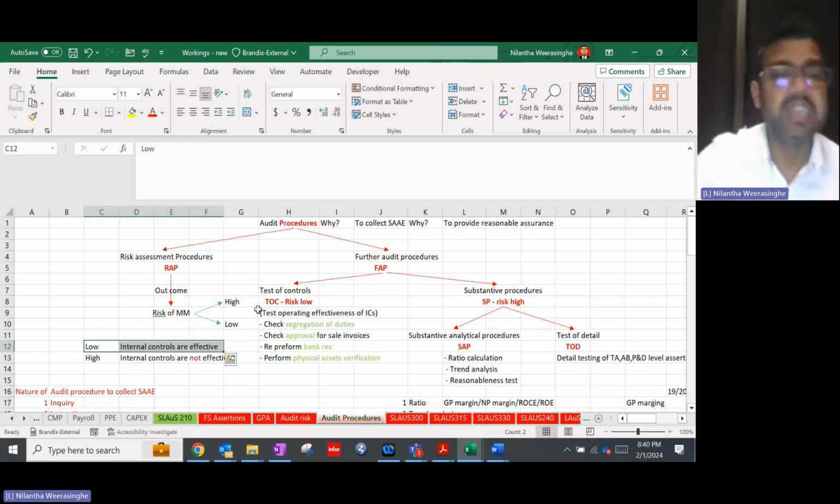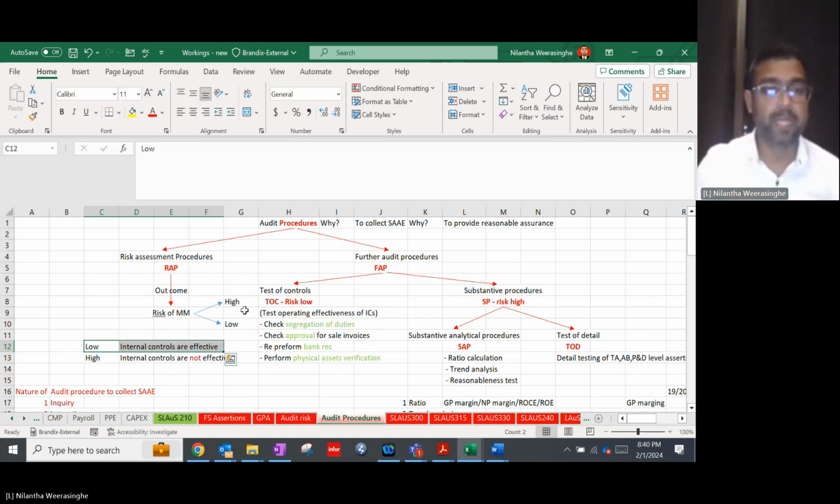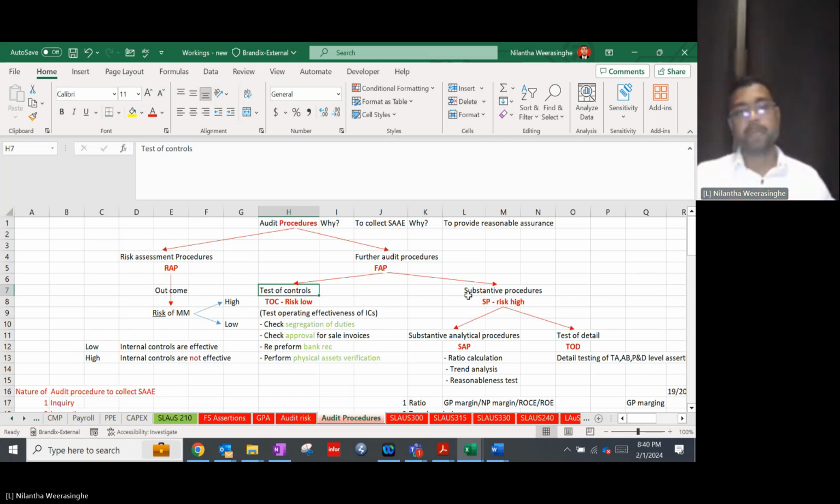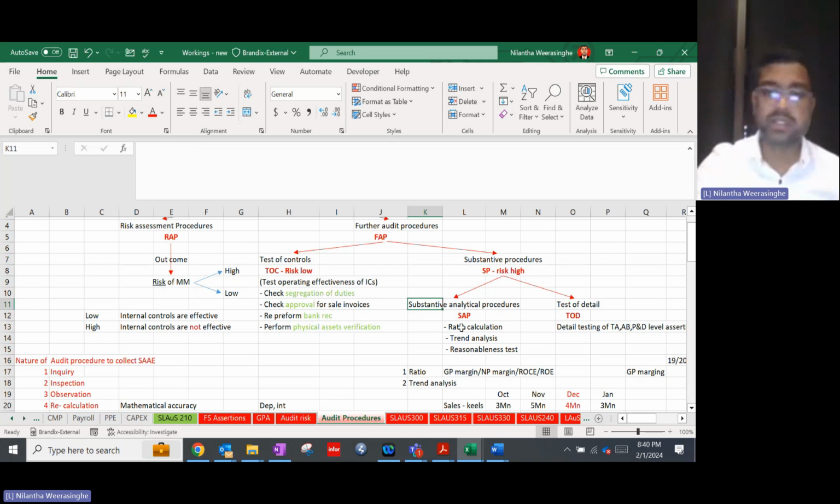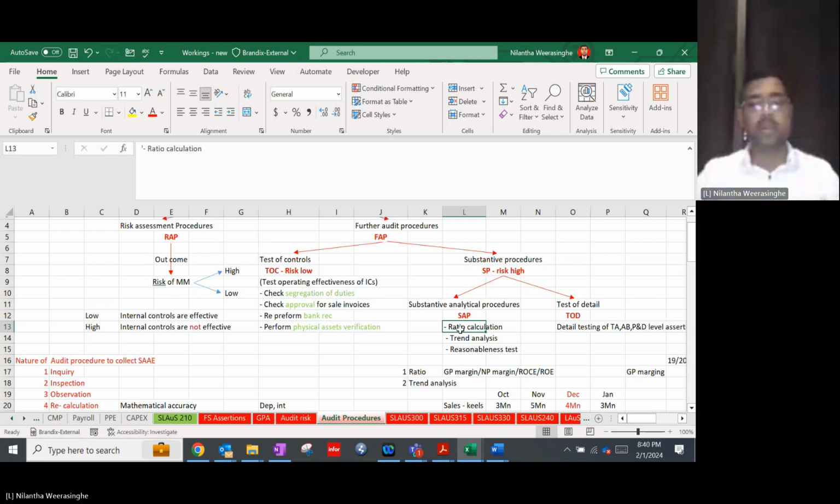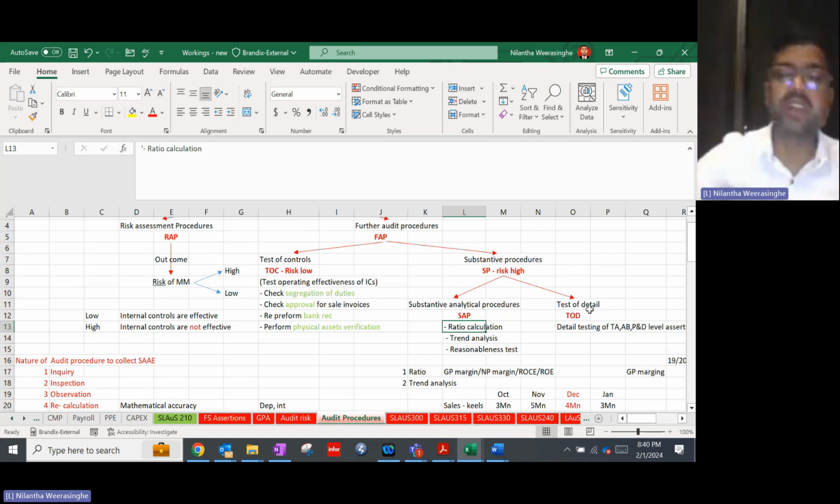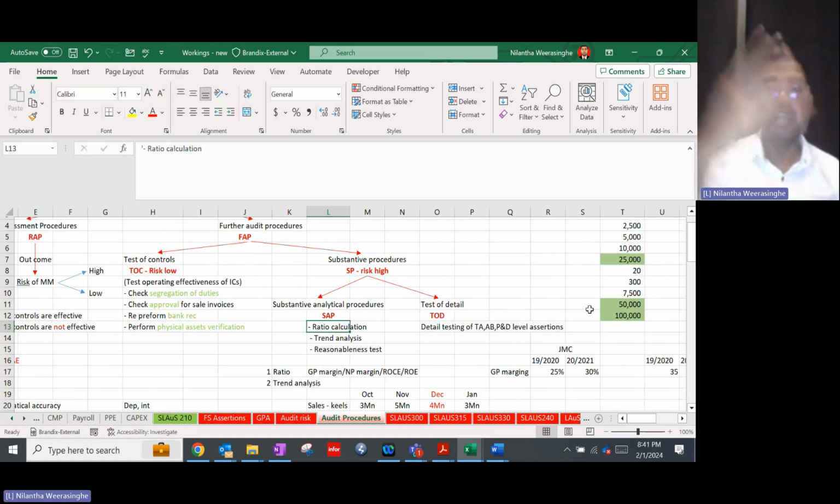But when risk is high, internal controls are of no use. Even if internal controls exist, they are not working properly. When you have high risk, don't stick to internal controls. You don't perform test of controls. You perform substantive procedures. What substantive procedures? Do substantive analytical procedures. Analyze trend, analyze reasonableness of transactions, calculate ratios. You do analytics. Risk is very high. Based on the analytics, you test the transactions, account balances, presentation, disclosures. Detailed testing you have to perform.